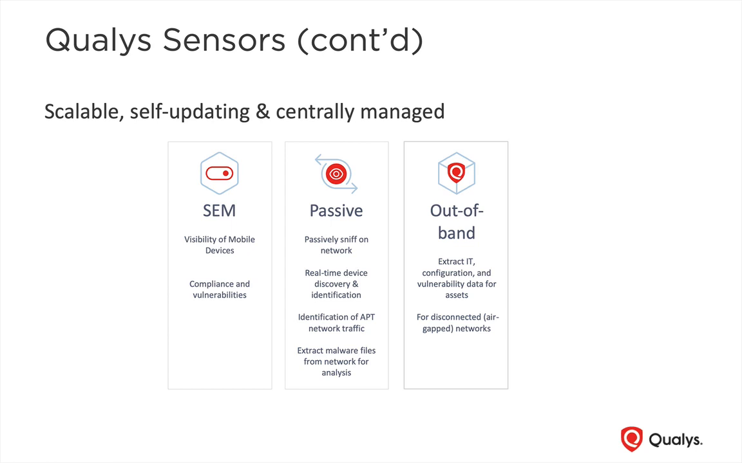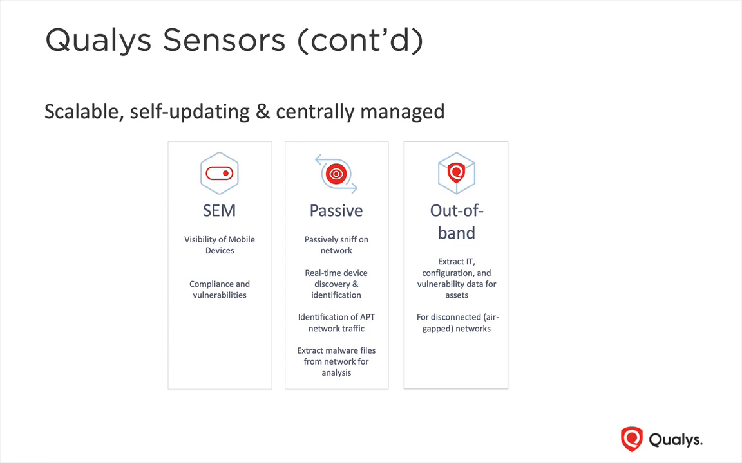Passive sensor is another type which allows us to actively sniff our network. We can connect it up to a switch and see which devices are connecting to our corporate environment and how close are those assets that aren't managed to our vulnerable devices.